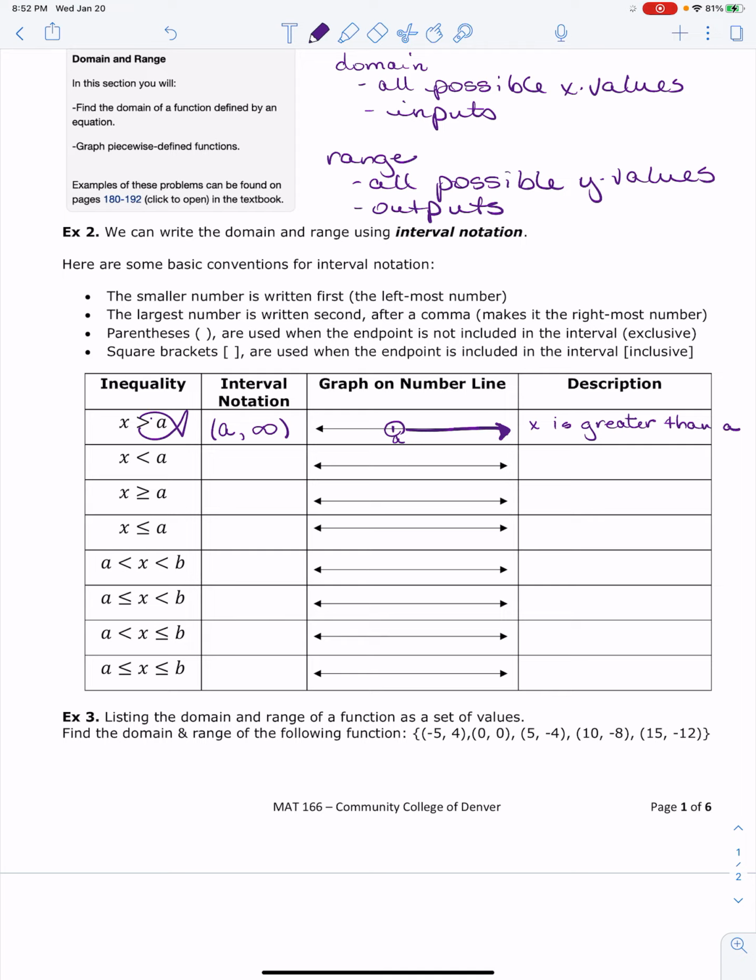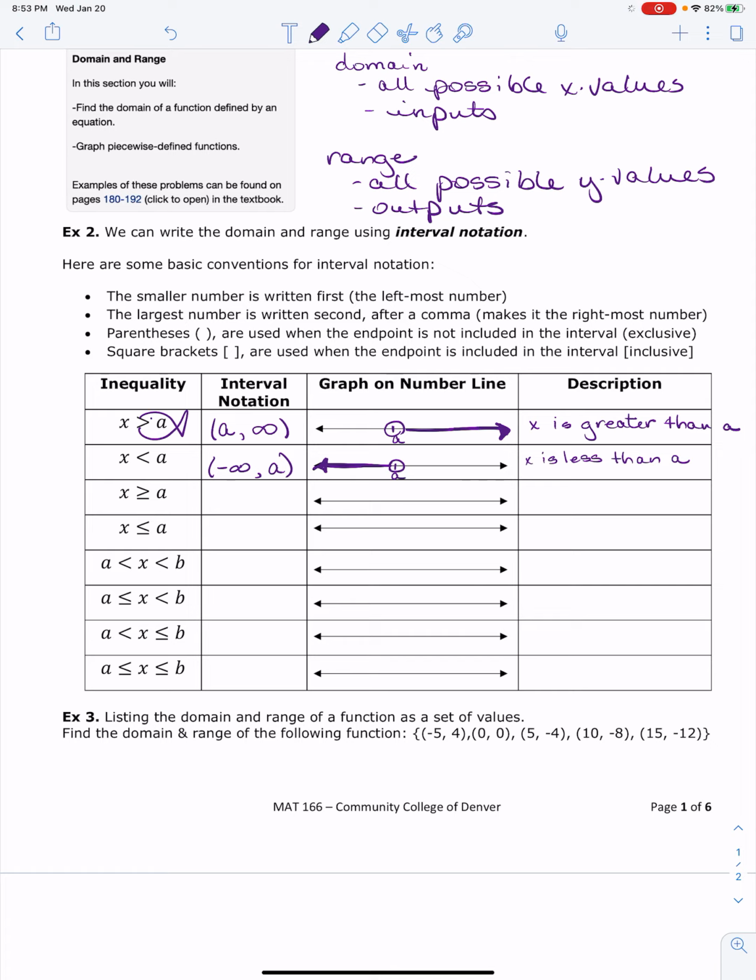So the next one down, I'm going to start over here with the description again. X is less than a. So again, wherever my a is, I do not include it, so it's an open circle. We are looking for numbers less than a, so to the left. Again, smaller bound on the left, so negative infinity to a, again, parentheses on both ends because we cannot include those. Infinity always has a parenthesis, can never be included because it's not a number, it's a concept. It means to grow without bound, either in the positive or negative direction.